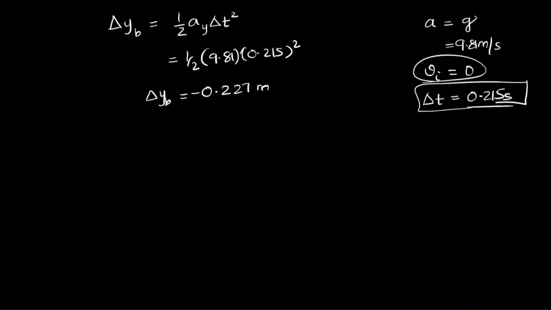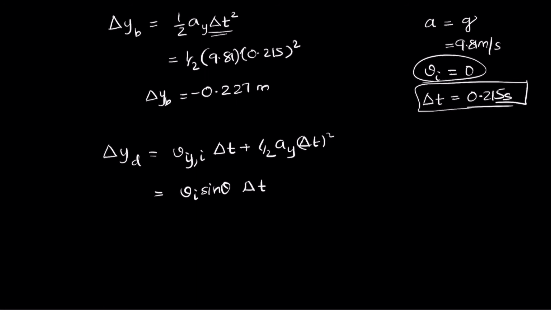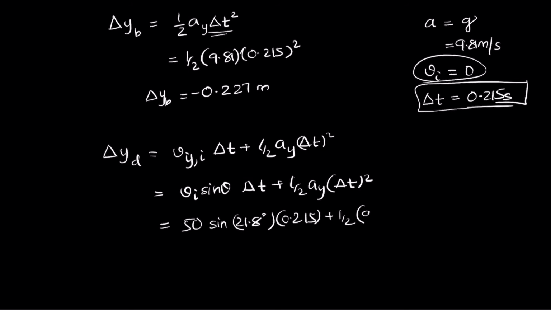Now we have to know the dart. How much distance is the dart going to travel vertically in that amount of time? Notice that this is the same amount of time. Now in that amount of time, we have vyi times delta t plus half ay times delta t square. vyi can be written as vi sine theta times delta t plus half ay times delta t square. So the time will not change. So vi sine theta here is 50 sine 21.8 degrees times 0.215 plus half times 9.81 times 0.215 square.